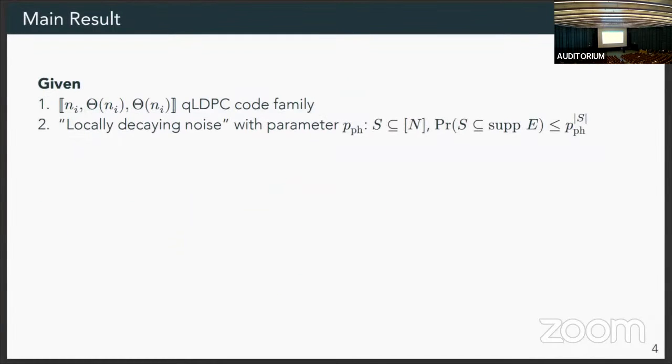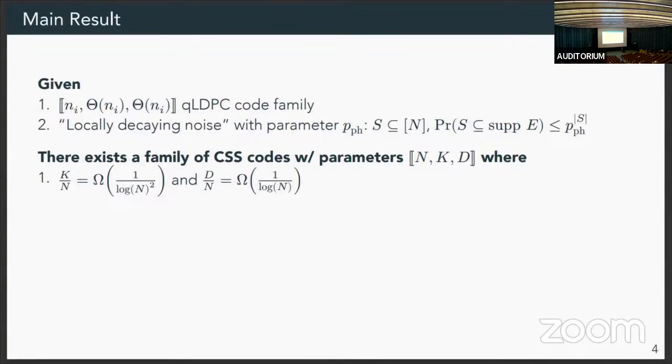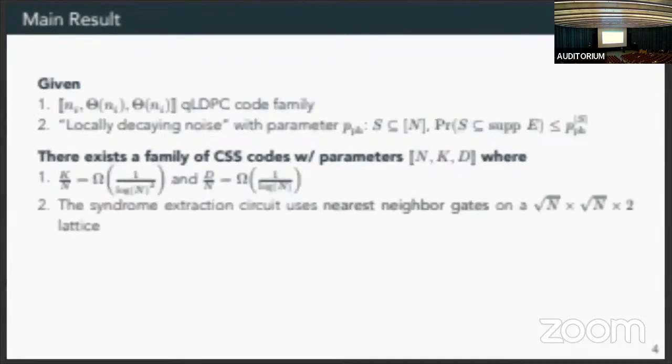So our main result is as follows. Given a good QLDPC code family and noise that's this particular model called locally decaying noise, you can just think of it as your gate errors happen independently, or maybe they're allowed to have some small correlations, but not too bad. Then there exists a family of quantum CSS codes with polylogarithmically vanishing rate and relative distance. So almost as good as you can get, but not quite.